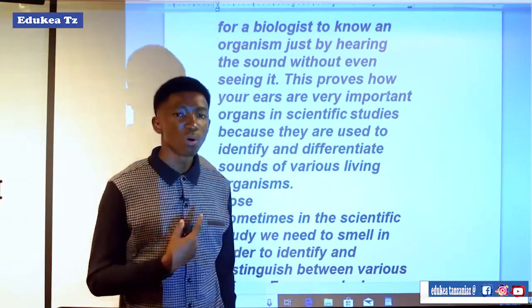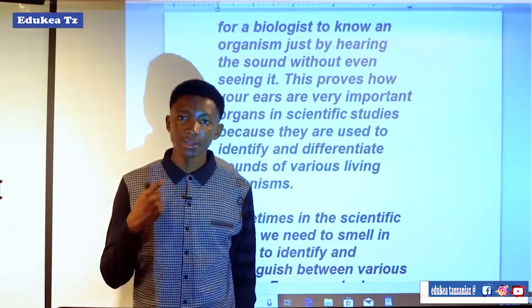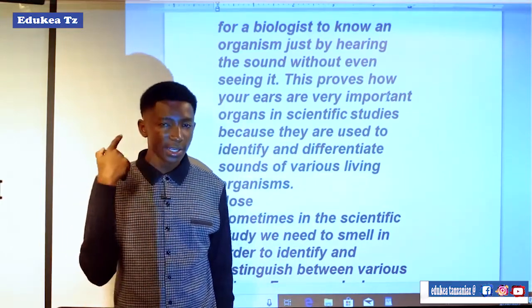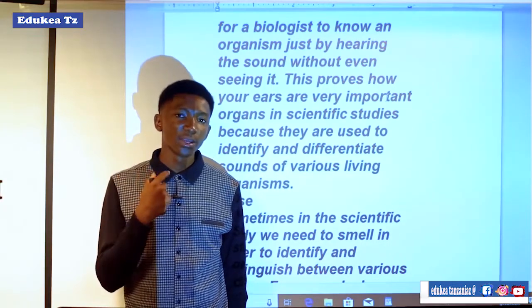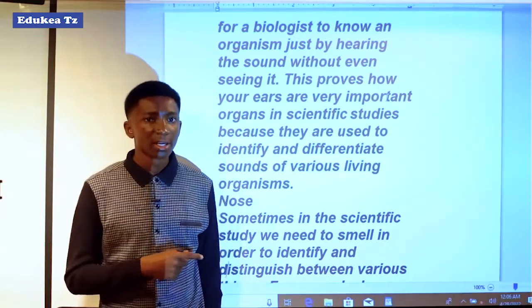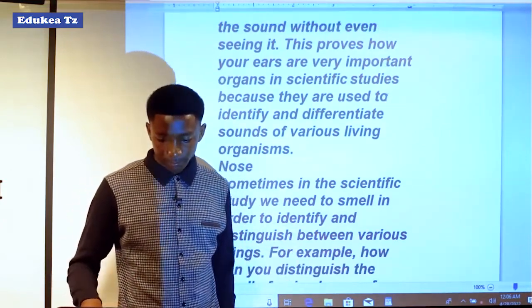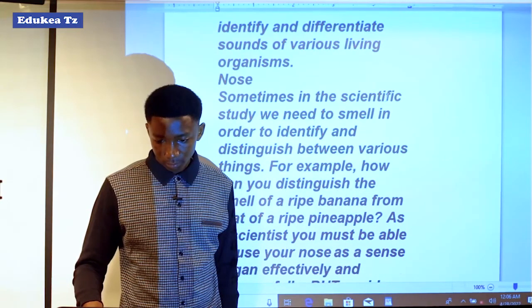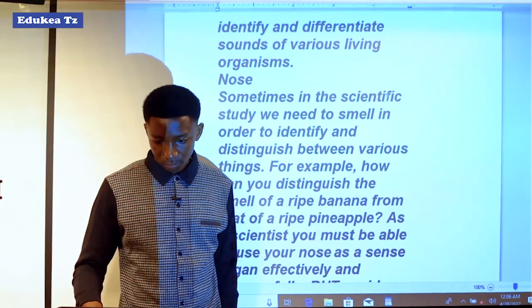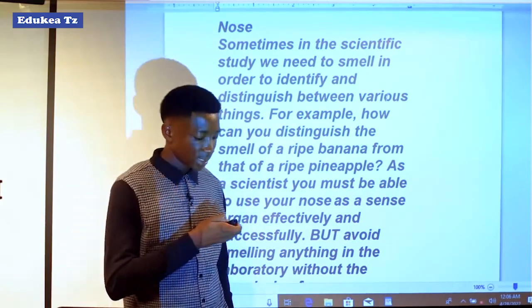So this is all about observation which is done by the ears, through hearing, through getting the sound from the external environment. And now, let's see the nose.